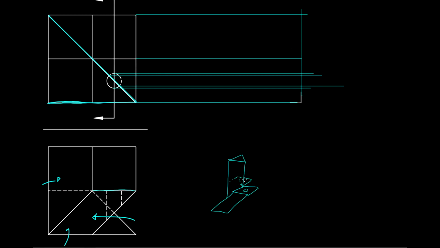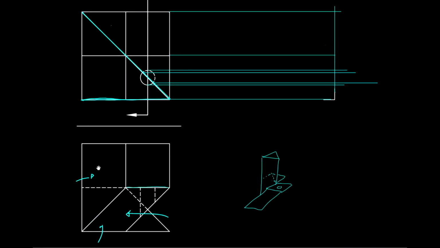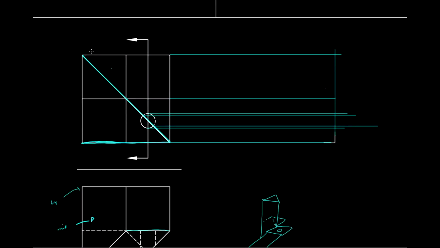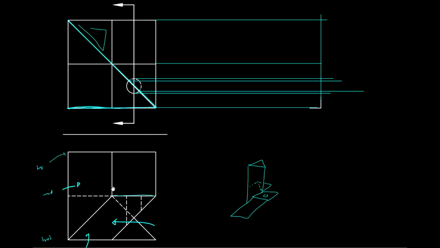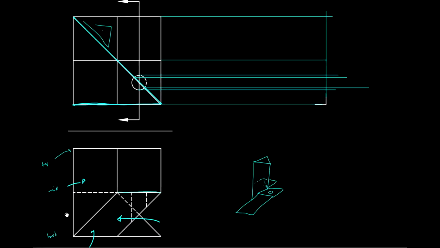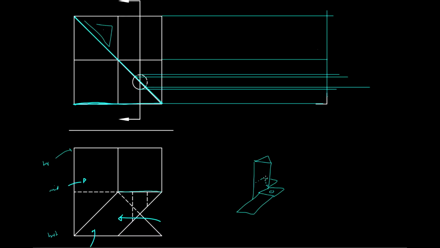Pwede ganyan na lang. Different level lang to, kumbaga, itong part na to nasa different level natin. No? Kunwari ito yung top, mid, and bottom level. Itong plane na to, normal siya at the mid level. Nandito siya. Nagagets nyo? So ito siya dito. I think yun yung pinaka-simple, no?